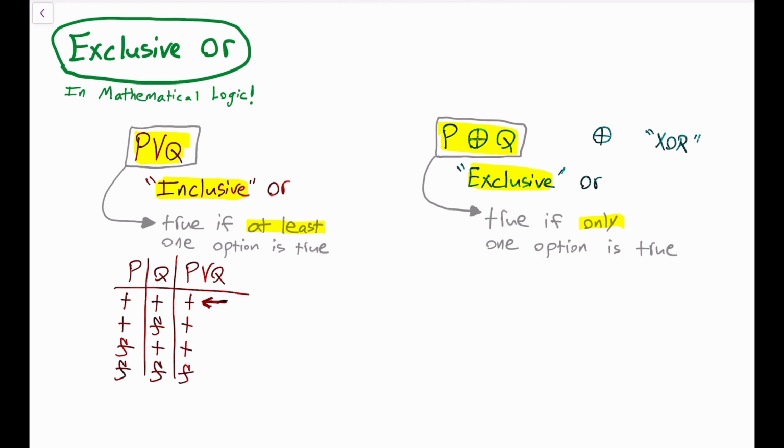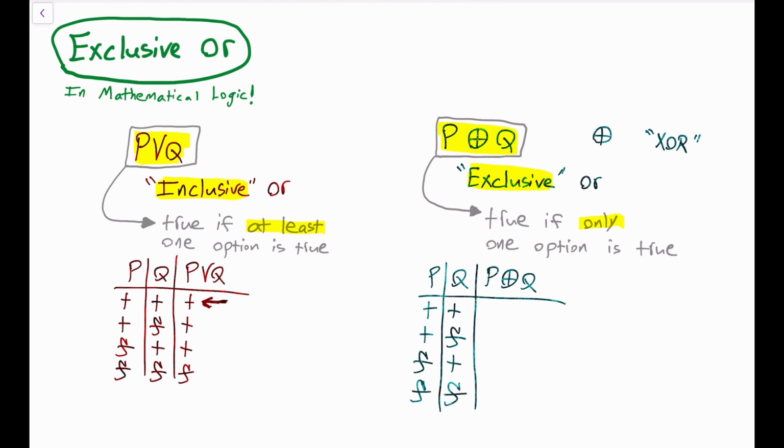So let's construct the truth table. We have the atomic sentence P, the atomic sentence Q, and then molecular sentence P exclusive or Q. P can be true, Q can be true, P can be true, Q can be false, P can be false, Q can be true, and P can be false, Q can be false. If both are true, we get something that's false. True or false is true, false or true is true, and false or false is false. So here, with the first row, we see the difference. Here we have our exclusive or, whereas in inclusive or, P and Q can both be true.